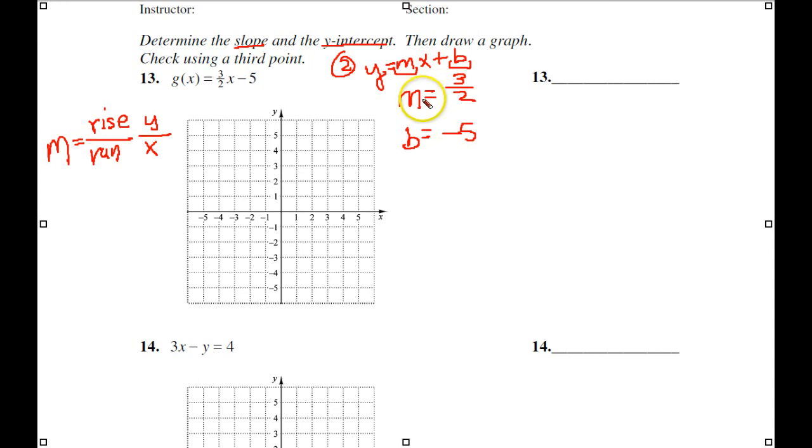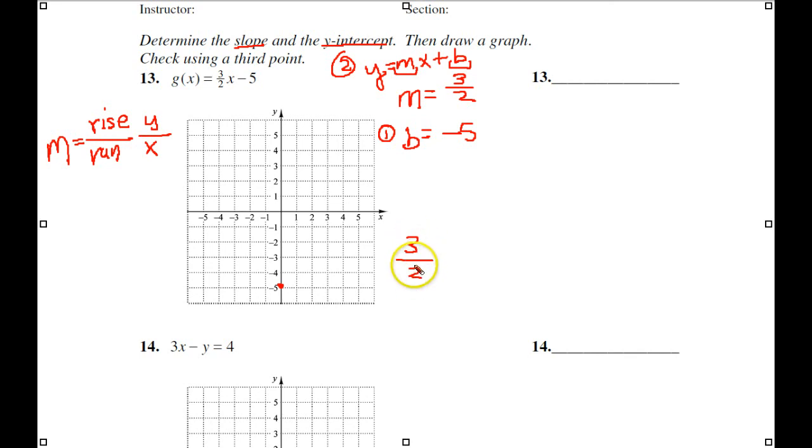And by the way, a little background on slope again is slope is a ratio of rise, which are y units, over run, which are x units. And you'll see as I show you. So the first thing we do is we plot the y-intercept, which is negative 5. Now from this point, we're going to plot a slope that is 3 over 2.